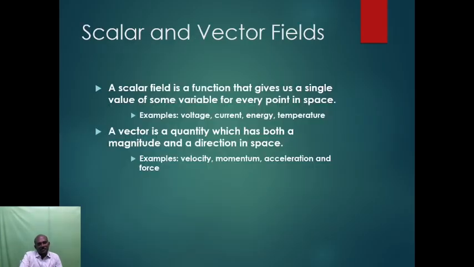Scalar and vector fields. A scalar is a function that gives a single value of some variable for every point in space. Without mentioning direction, we are mentioning the property of a function. For example, voltage in volts, current in amperes, energy in joules, temperature in degrees Celsius. But a vector quantity gives not only the magnitude but also the direction. In addition, we mention the direction, and such quantities are classified as vector quantities. For example, speed is a scalar quantity, but velocity is a vector quantity.